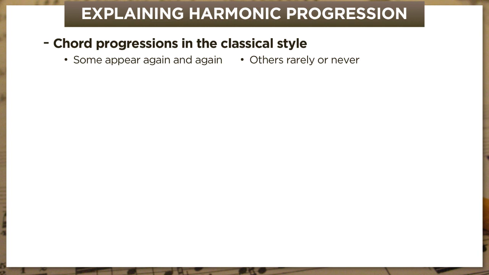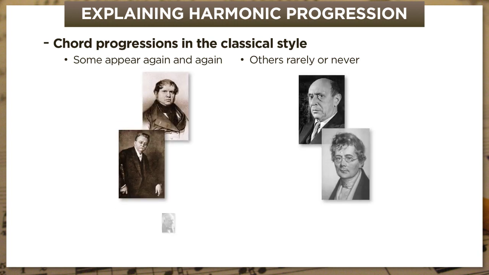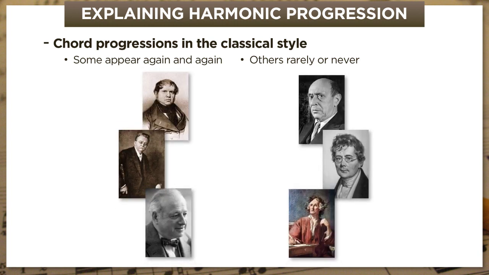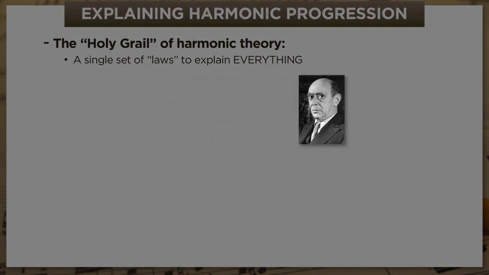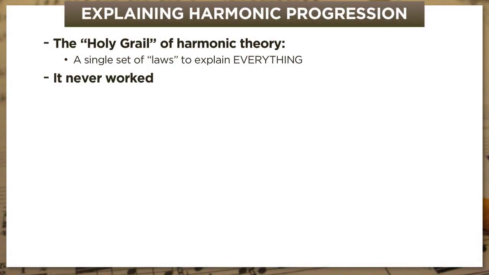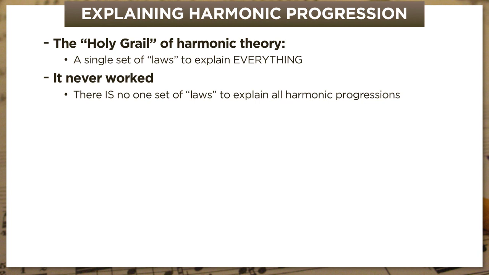For 300 years at least, some of the best minds in music, composers and theorists alike, set out to find that holy grail. A single set of laws that would explain everything, that would solve in a single stroke the great mystery of harmonic progression. Well, it didn't work. I think it's safe to say now that there is just no one set of laws that accounts for every harmonic progression in this music.